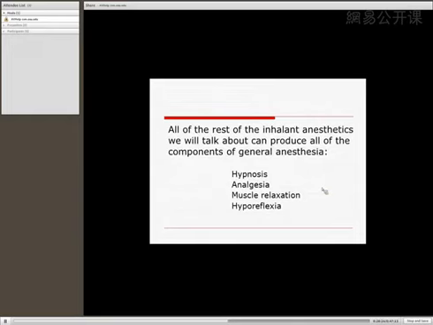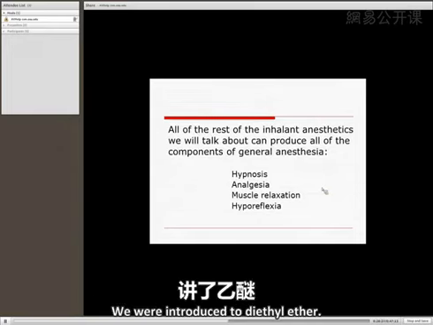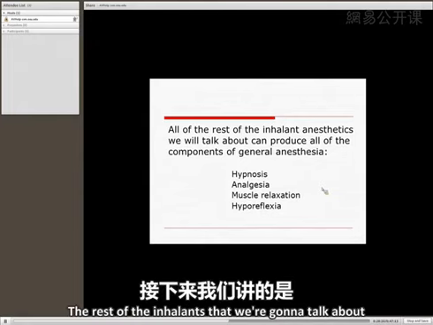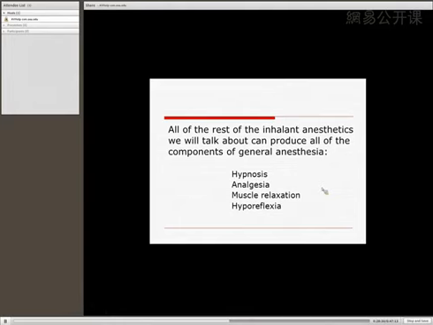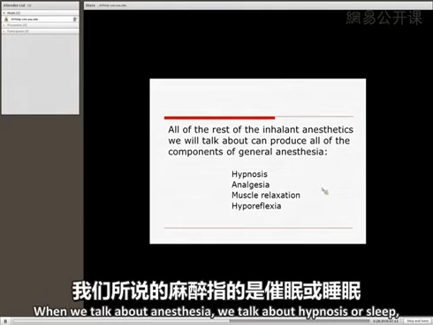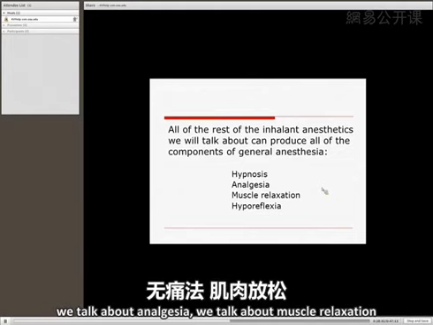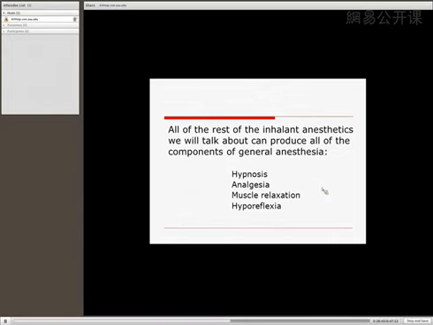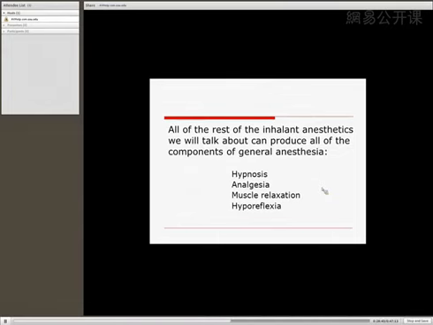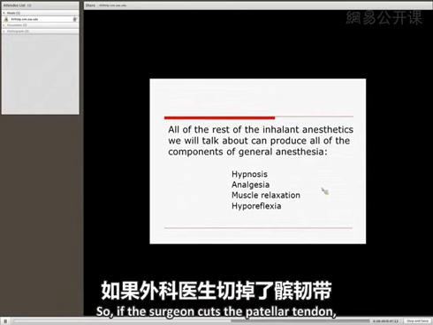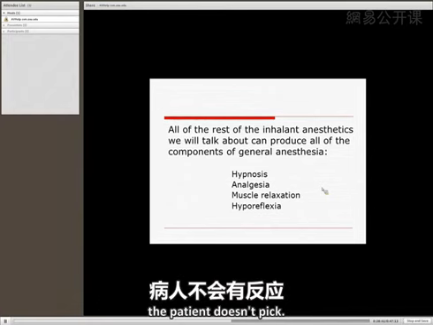Okay, we've talked about nitrous oxide, we've introduced diethyl ether. The rest of the inhalants that we're going to talk about can produce anesthesia by themselves. When we talk about anesthesia, we talk about hypnosis or sleep, we talk about analgesia, we talk about muscle relaxation, we talk about reducing the reflex activity, so that if the surgeon cuts the patellar tendon, the patient doesn't kick or hurt.